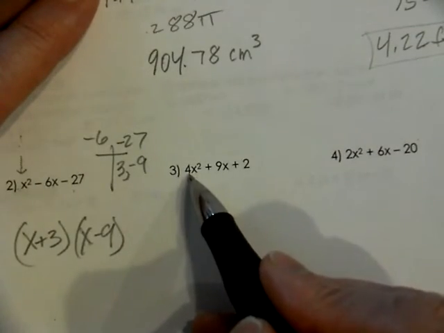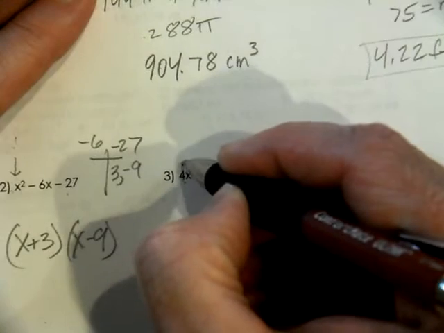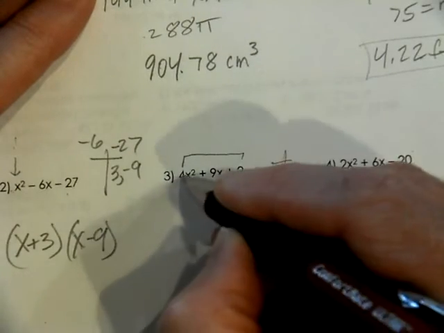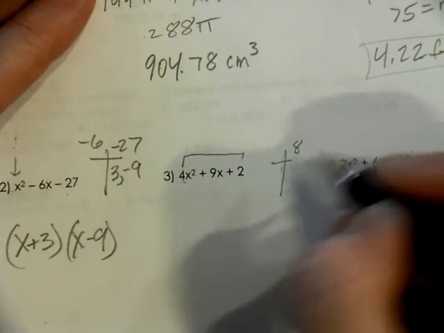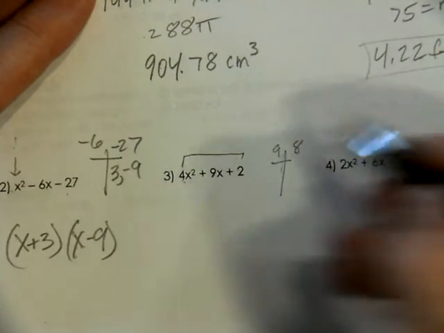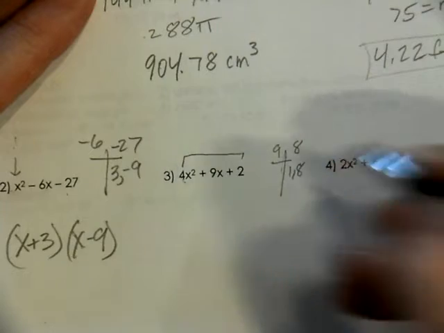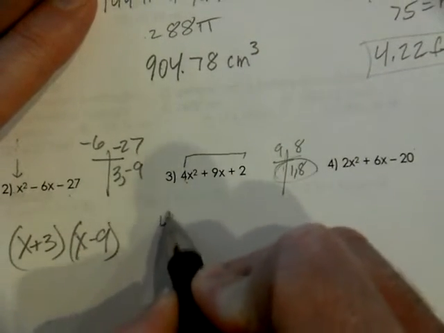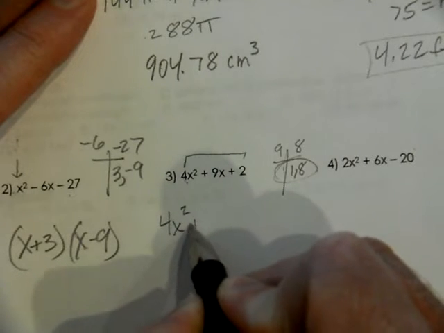Here, our leading coefficient is not a 1. So when we figure out our table, we have to do 4 times 2, which is 8. That adds to be 9. That's going to be 1 and 8. Now, what can we do with this 1 and 8? We can use factor by grouping.